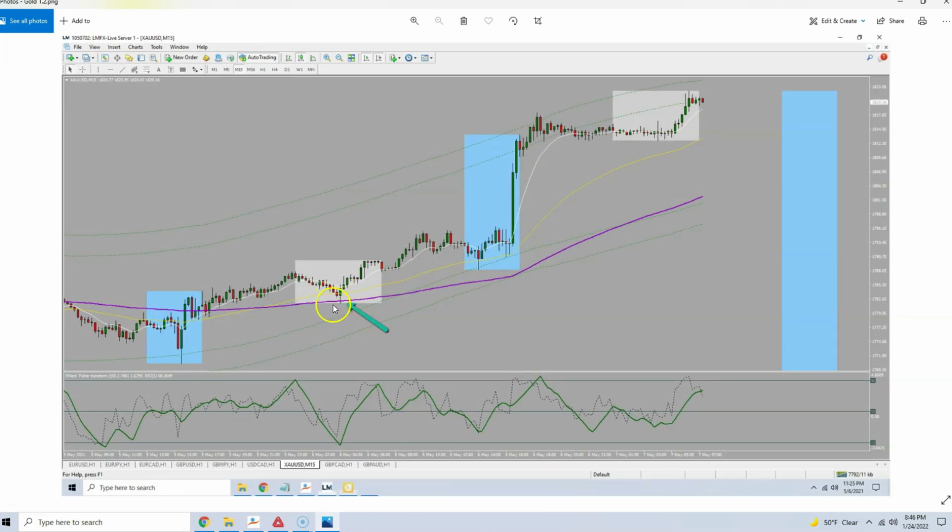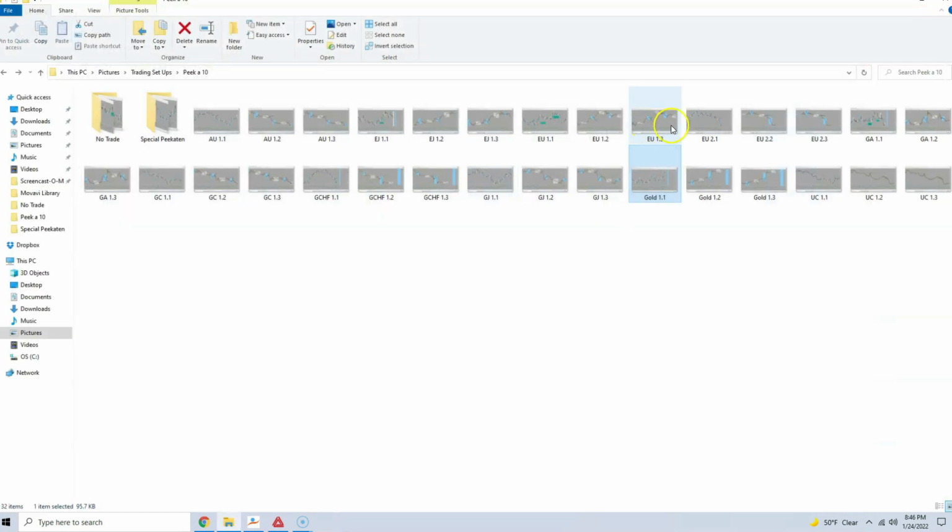And so we would have entered just right here on or below the 50 EMA. And that's definitely 100 pips on gold. It might be 200. And so essentially, as you can see, that's just how it works. I'll go through one more example.